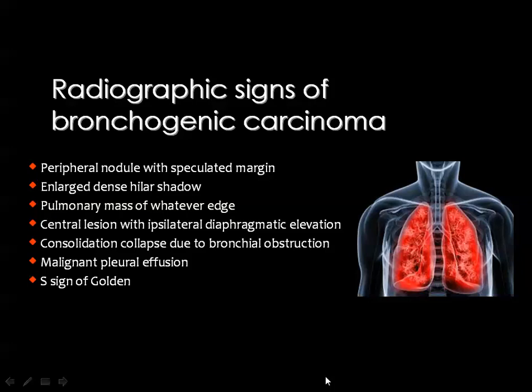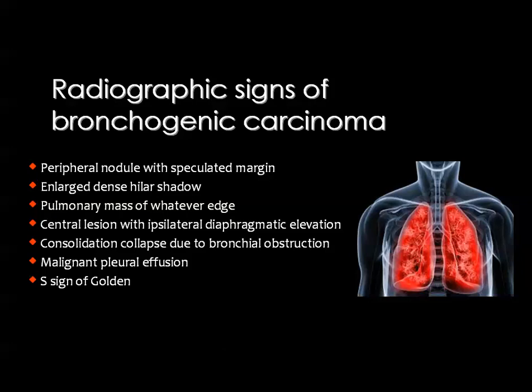Then these are the plain radiographic signs of bronchogenic carcinoma. Number one, you may have a peripheral nodule with a spiculated margin, and we have discussed this in the topic of how to interpret the chest x-rays. Or one of the major findings, enlarged dense hilar shadow, unilateral. Then a pulmonary mass of whatever age in an adult. Also we discussed this in the sector of plain radiographs.